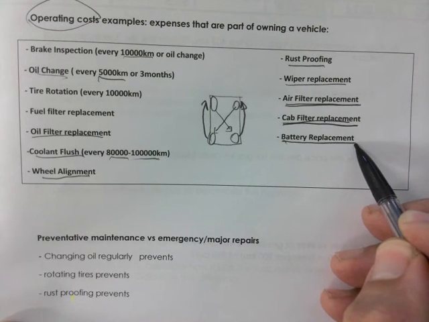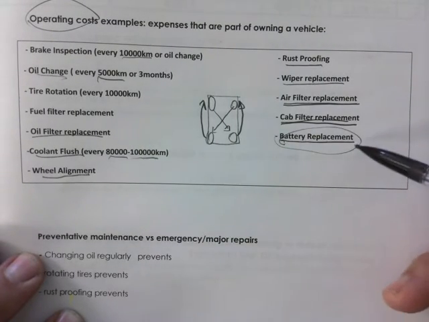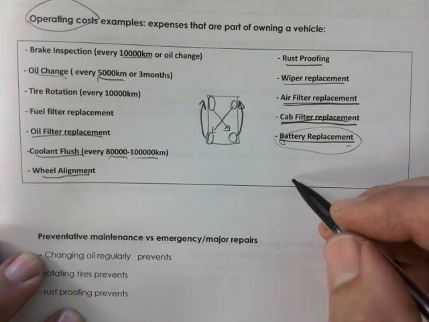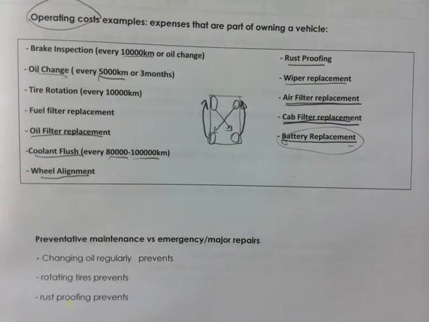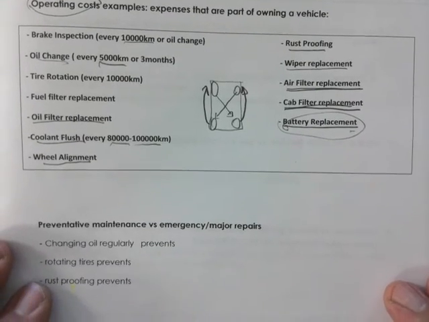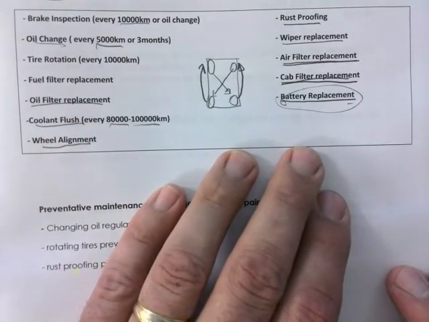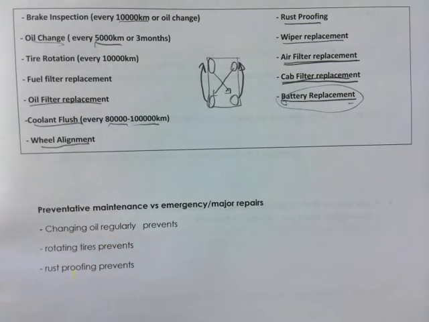Battery replacement, especially in the winter, some of your cars won't start. Chances are you have a dead battery. What charges the battery? Let's see if you know this one. Alternator, yeah, alternator, right? As your engine spins, the alternator is connected with a belt and it charges your battery, keeping it fully charged. So these are just a few maintenance costs, operating costs, we call them.